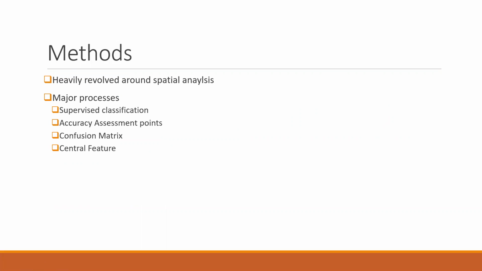Methods. So I used a lot of spatial measurement and computation. So I believed my methods heavily revolved around spatial analysis. Major processes include supervised classification, accuracy assessment points, confusion matrix, and central feature.